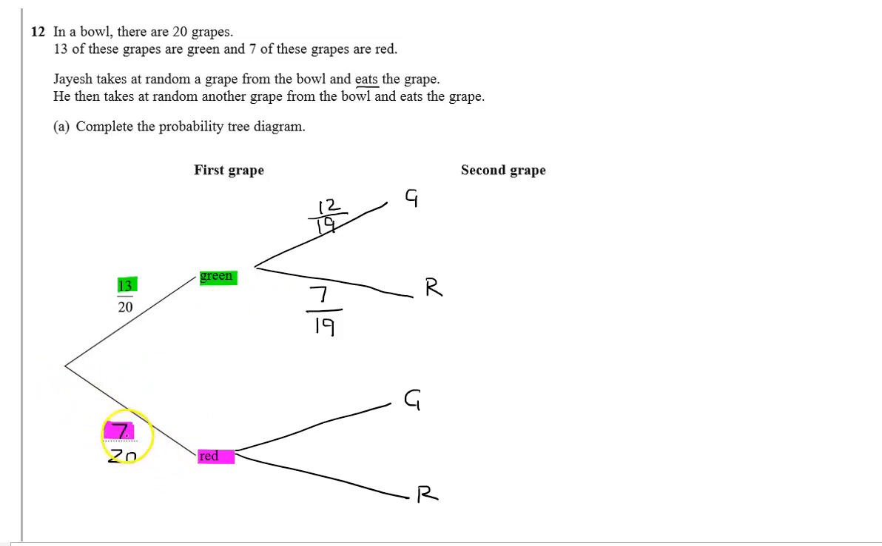Now the second case, suppose he has taken red in the first place. Instead of 7, red would have been 6, and the total grapes would have been 19. Imagine he has taken a red one, the green ones remain the complete number, it has not been taken. So it is 13 over 19.